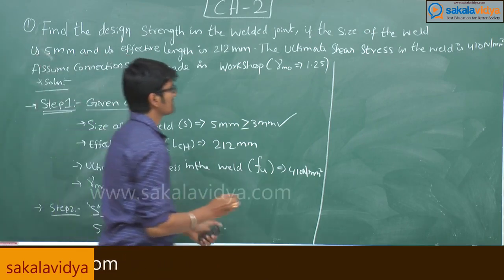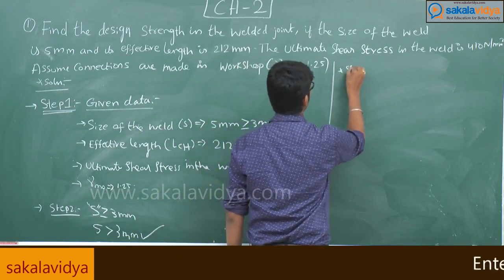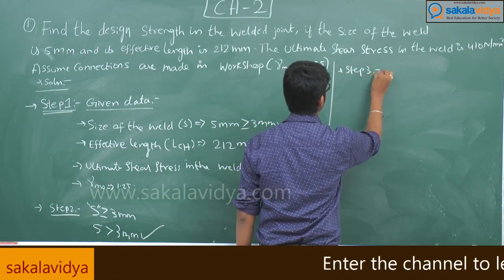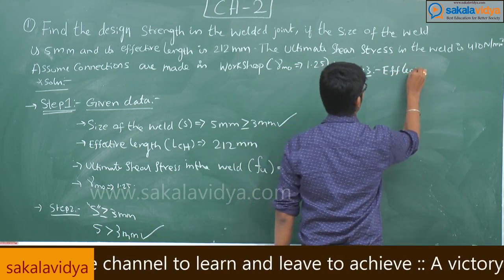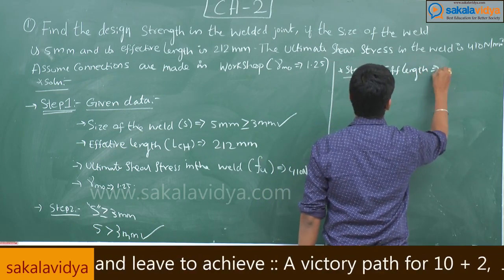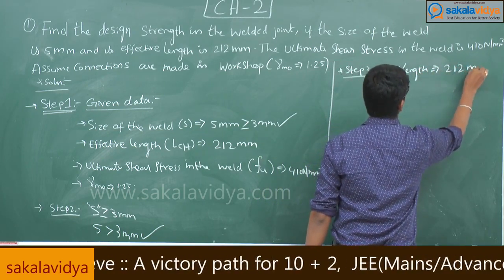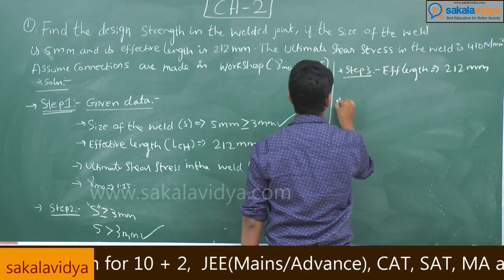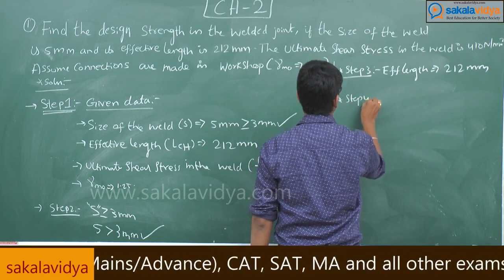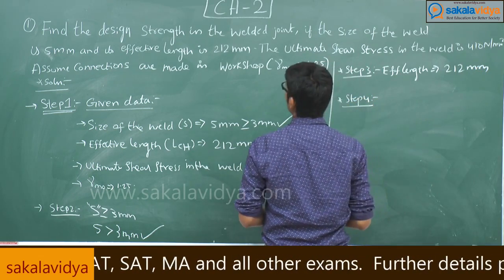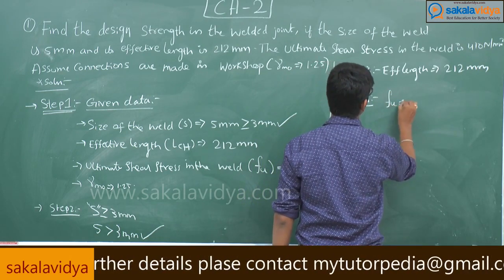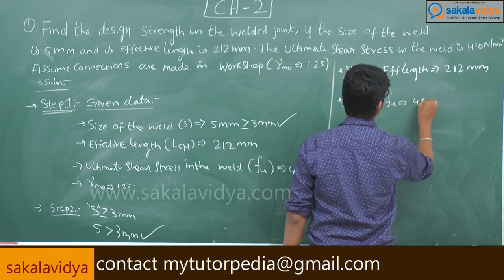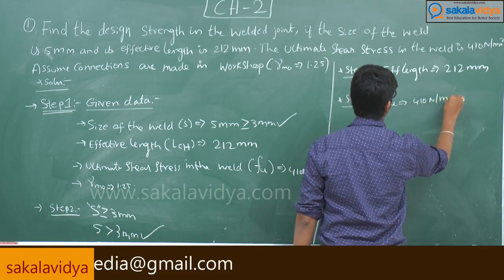Step 2, you have to find. Step 3, effective length. Effective length is how much? 212 mm. Step 4, ultimate stress, that is Fu is equal to 410 Newton per mm square.